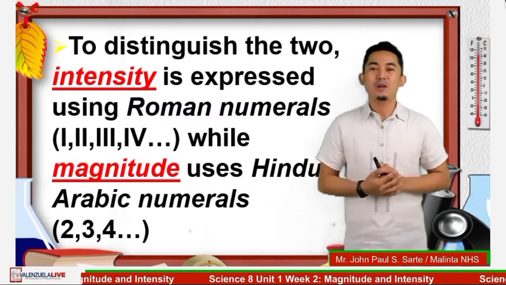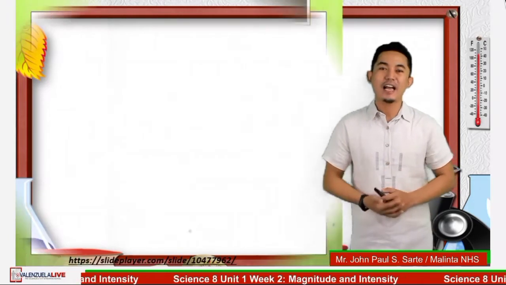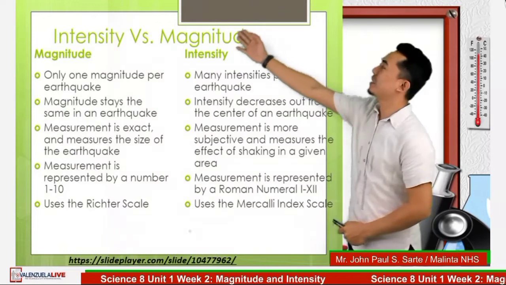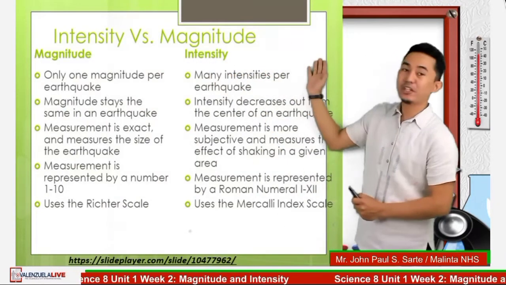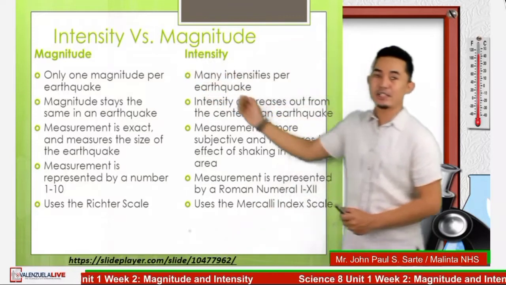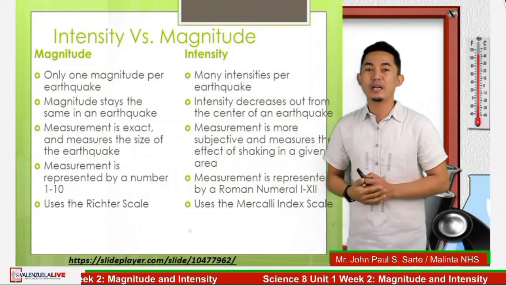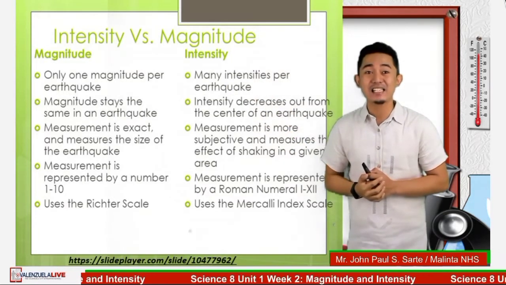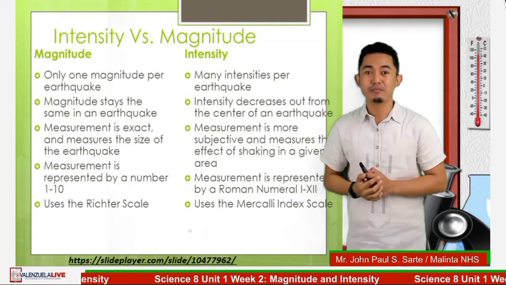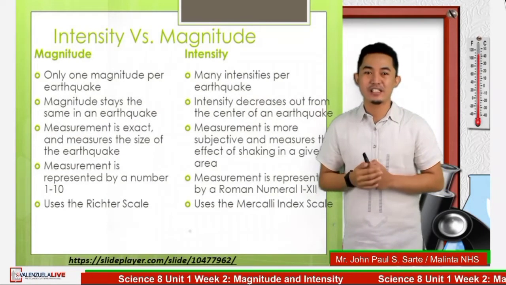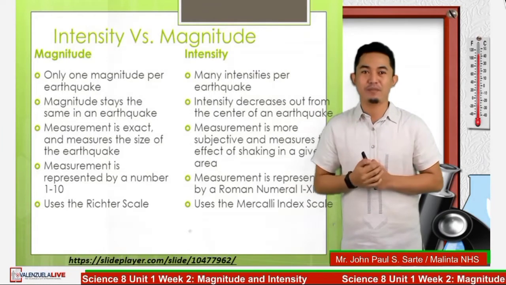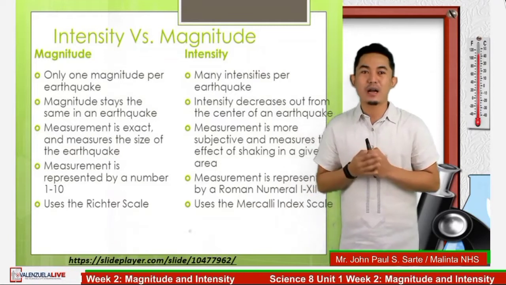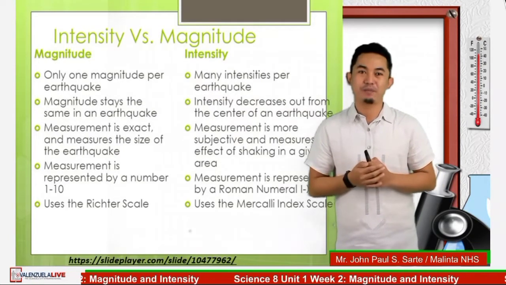And to sum it up, with regards to magnitude and intensity, I have here a chart. As you notice on the chart, we have intensity versus magnitude. Magnitude first. When we say magnitude, there is only one magnitude per earthquake. While in intensity, there are many intensities per earthquake. Magnitude shows the same for an earthquake, while in intensity, class, intensity decreases away from the center of an earthquake.